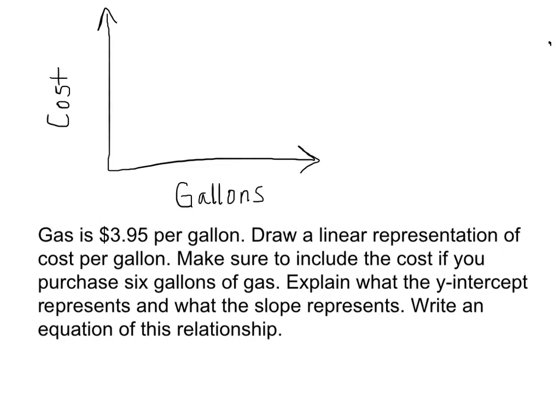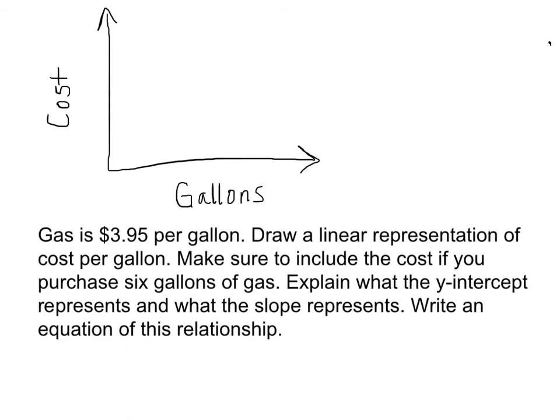Okay, so we're going to do this one together. So we're going to say, okay, let's start in the beginning. It's $3.95 per gallon. We're going to draw the linear relationship, but first we got to figure out what numbers we're putting on our chart. So make sure you include the cost of the purchase if you purchase 6 gallons of gas. So if you purchase 6 gallons of gas, how much do you pay?